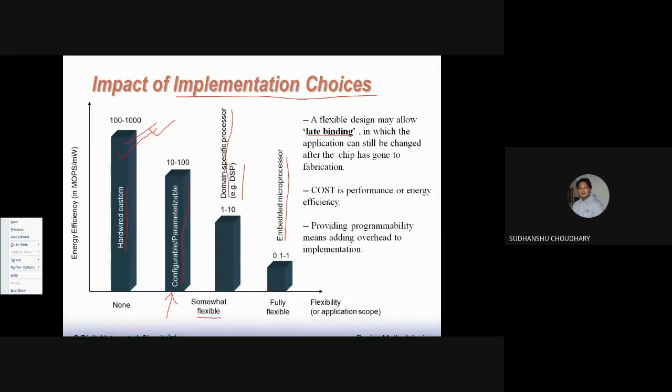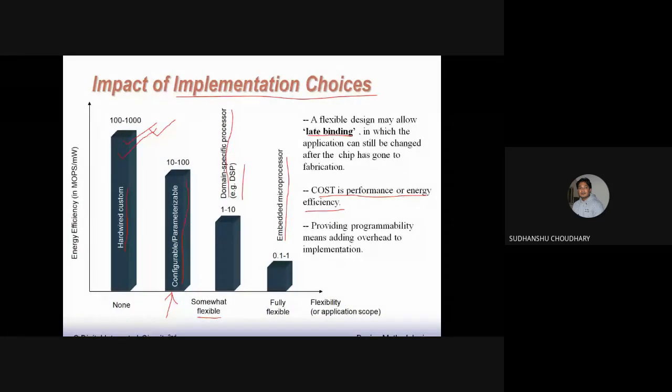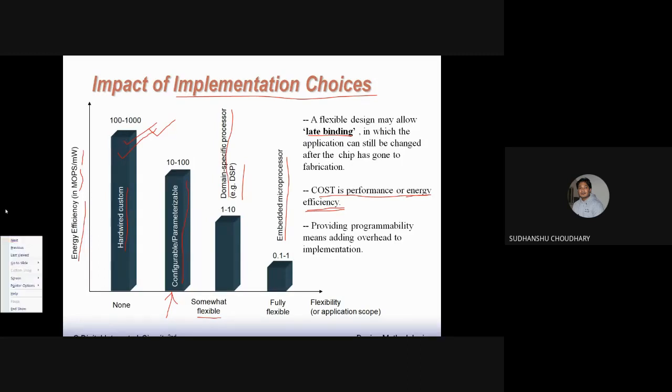Now that cost is also in performance or energy efficiency. Since you now have more components in a flexible design, more components will obviously involve more energy. They will take more energy. More components will consume more energy. So here on the y-axis you will see energy efficiency, right? That is the number of operations per milliwatt of energy consumption, right? That is how many operations you can perform in a particular amount of energy, that is some milliwatts or maybe millijoules, right? So that is called energy efficiency.